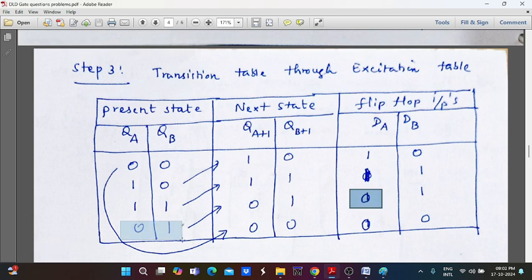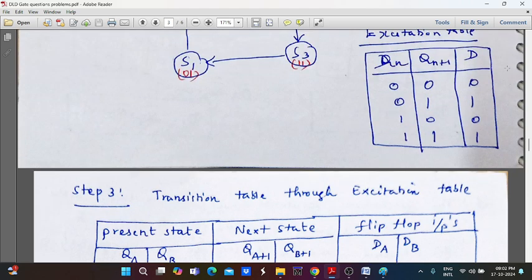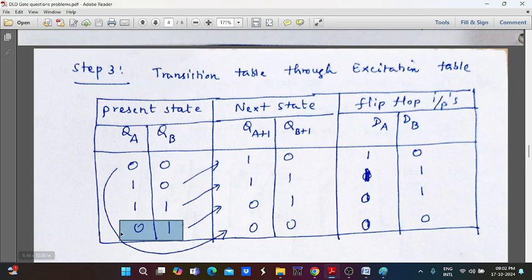After that we can consider this 0, 1. So for this 0, 1 condition, again the input, that is, consider this 0 and this 0. When both are equal to 0, the D value is equal to 0.